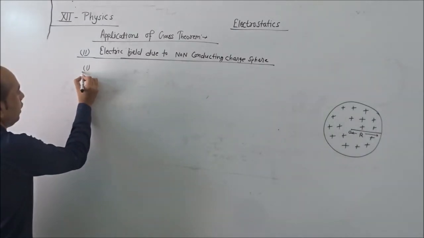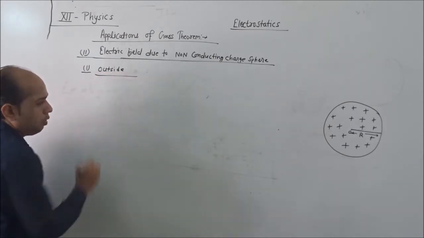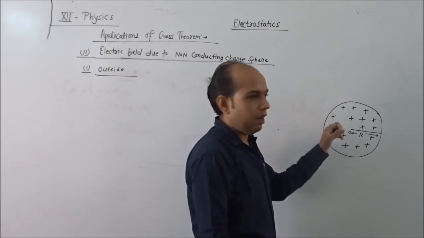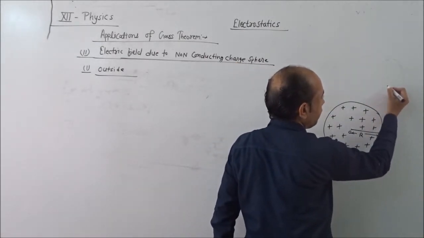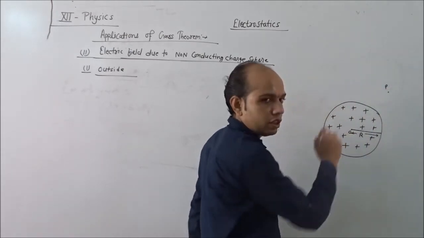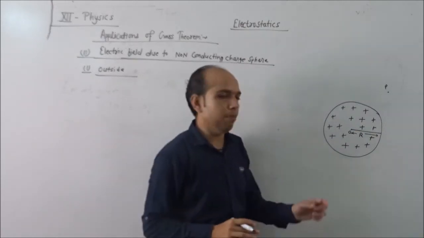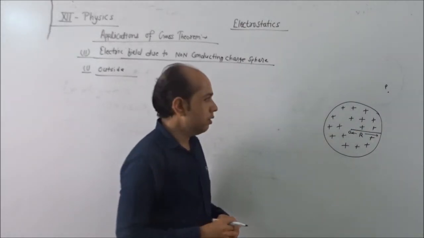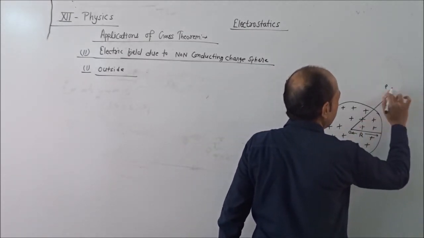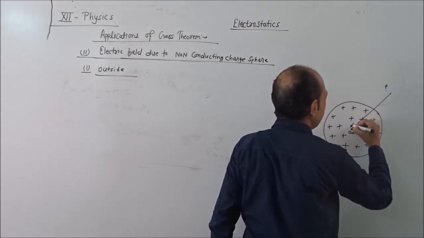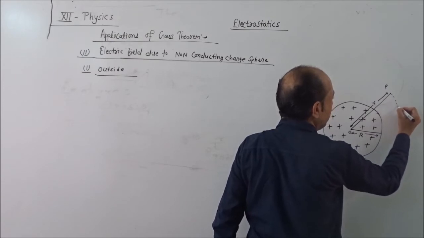So first we write outside. In order to calculate the electric field outside this sphere, first we take a point P. This point P is outside of this sphere. Now in order to apply Gauss theorem, we require an imaginary Gaussian surface. Let the O to P distance be small r. Now we draw the imaginary Gaussian surface.